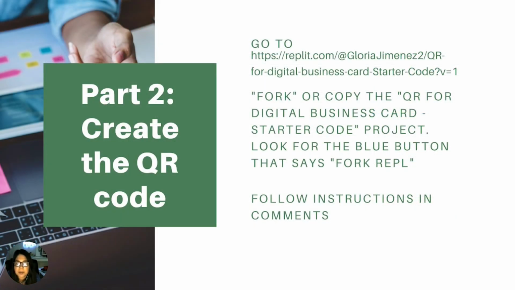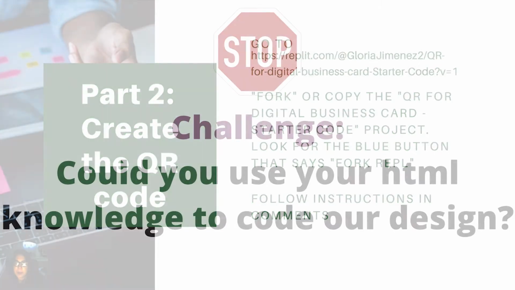The second part is creating the QR code that will take us to our digital business card. We'll do this by creating a very small Python program. The first step, as before, is going to the project link, and you're going to fork or copy the starting code. Lastly, you'll follow the instructions in the comments, just like part 1.